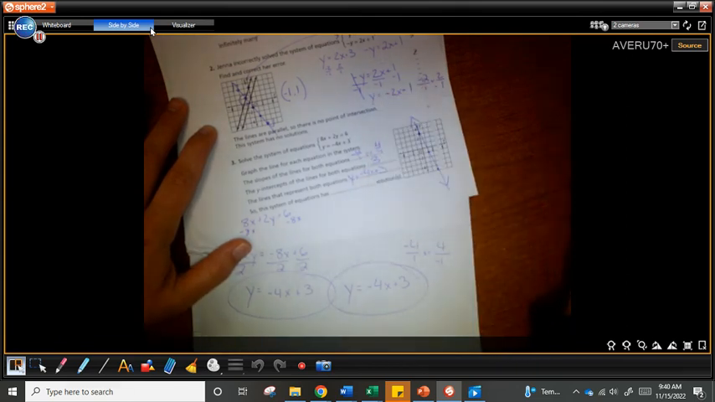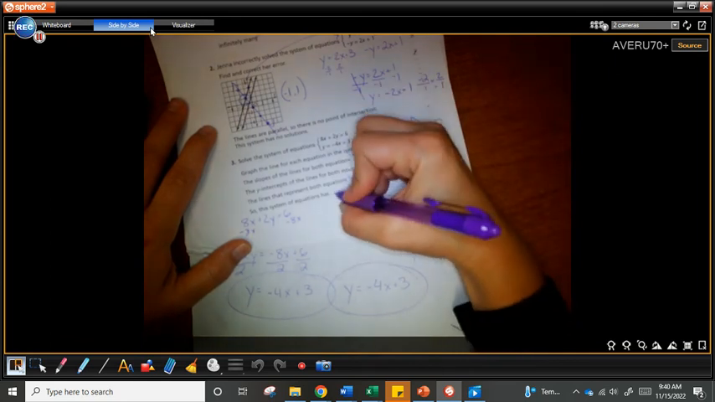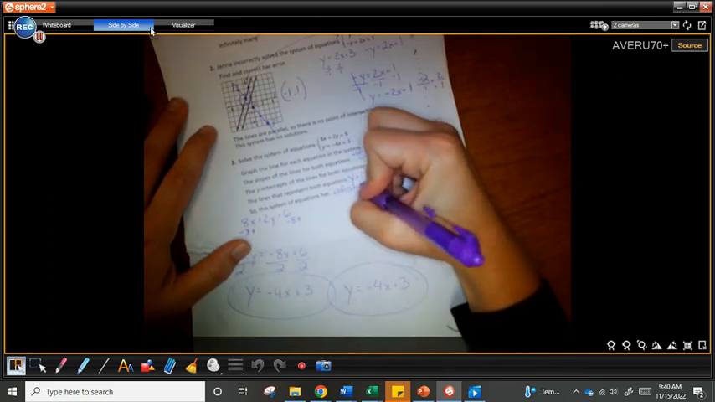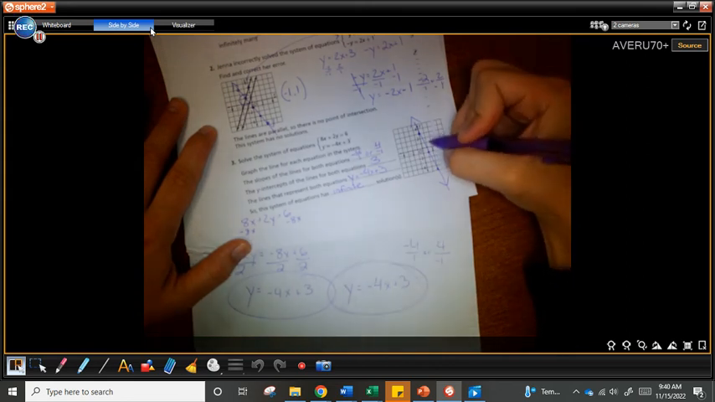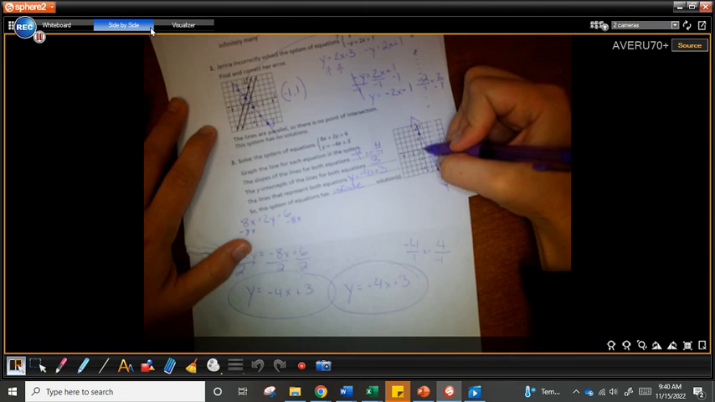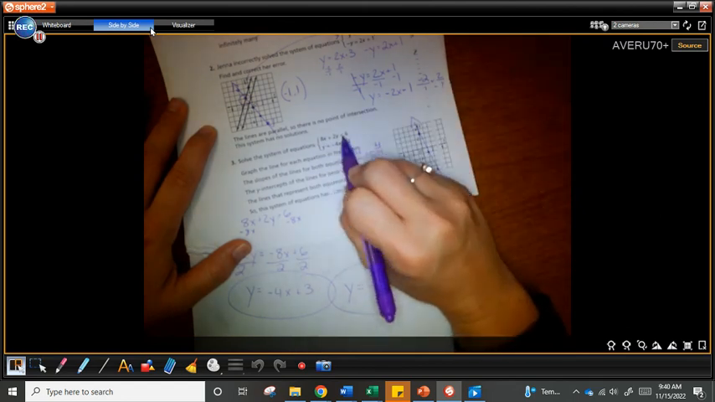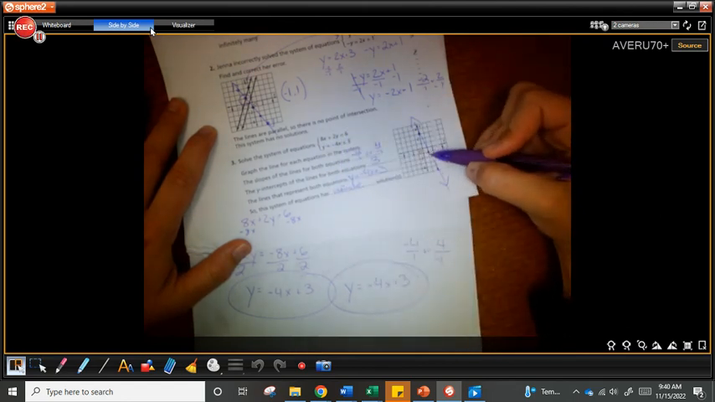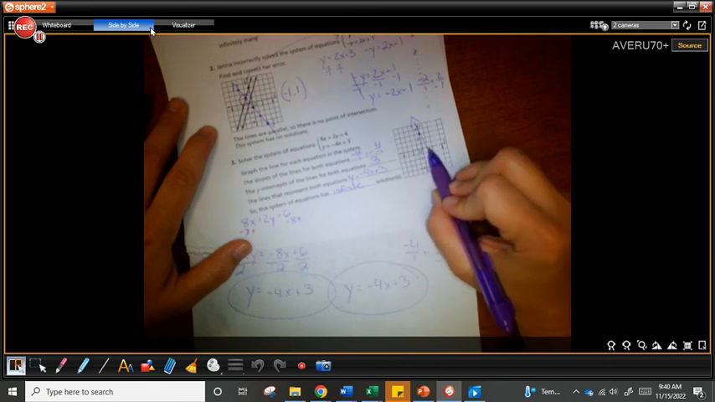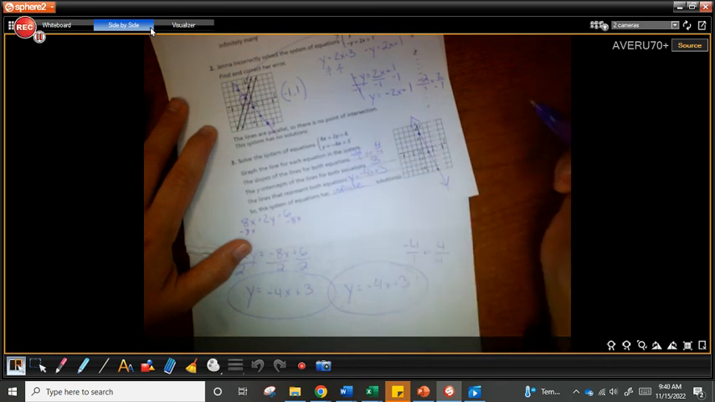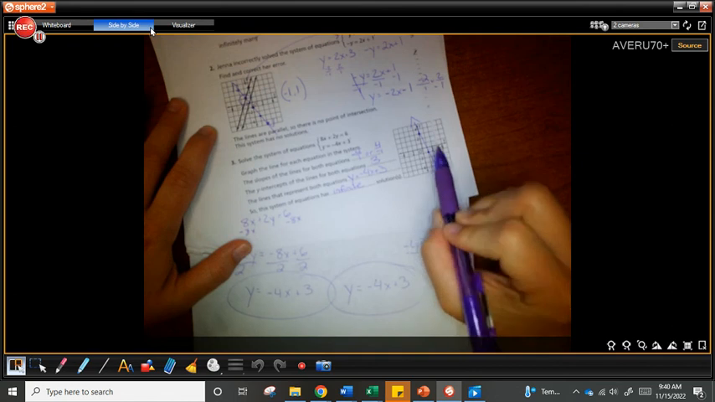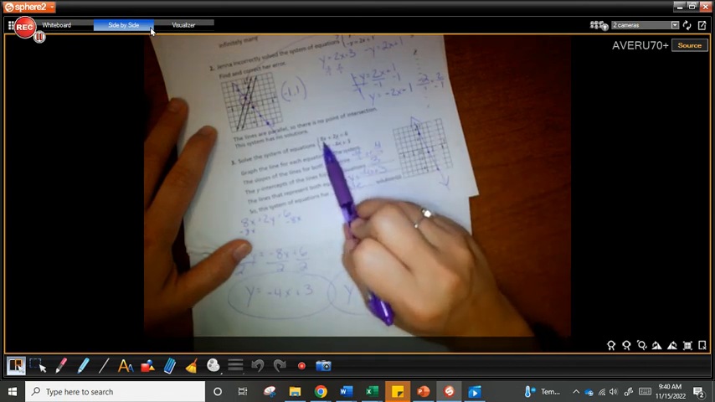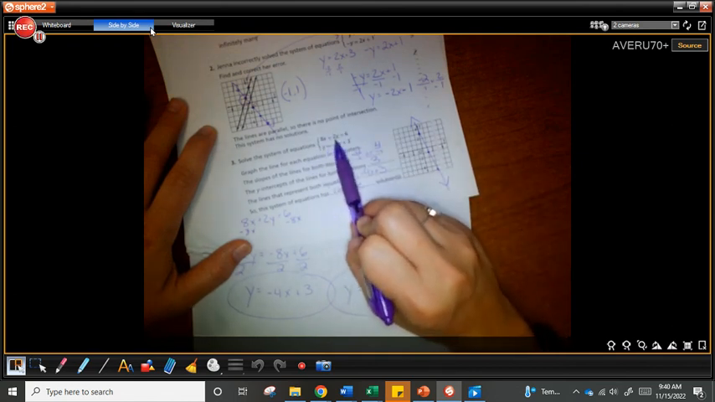So this system of equations has infinite solutions, meaning if we picked all the points on this line, if we plugged in 0, 3 for x and y, if we plugged in 1, -1 for x and y, if we plugged in this point for x and y, it would make the equation equal. It would make this side of the equation equal this side of the equation.